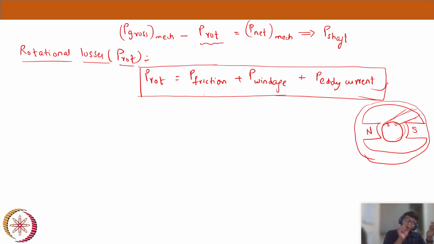Now the eddy current will flow in this available iron, and whenever eddy currents flow, the rotor body will get heated up. That's what we call eddy current loss. Now I'll just show you. This is the rotor body, and let's say this is a totally solid rotor.